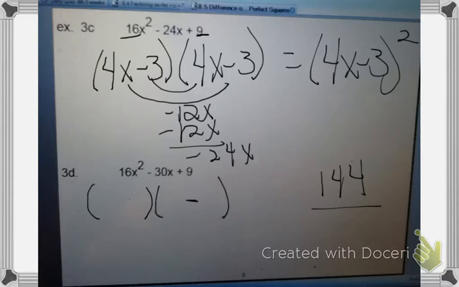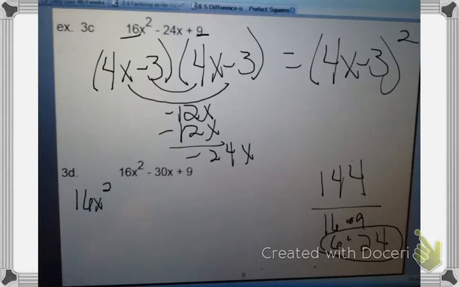The signs are going to be the same. So what factors add up to get 30? Okay, I found the factors that add up to get 30, 6 and 24. So I am going to split my middle term, and it really doesn't matter which one is first: negative 6x and negative 24x plus 9.